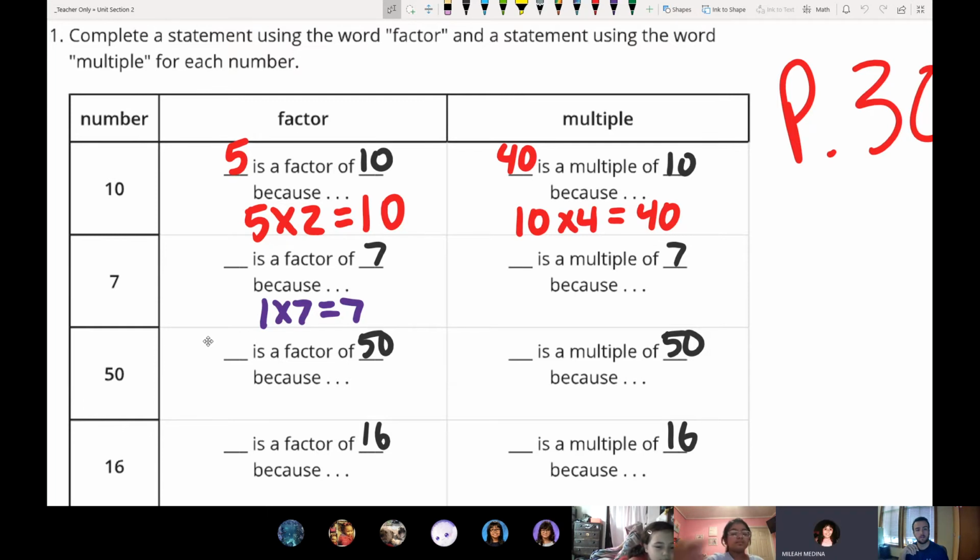We could put 1. Yeah, 1 would work perfect. 1 is a factor of 7 because 1 times 7 equals 7. So you could have chosen 1 or 7 there. Either would have worked. Okay, let's look at a multiple of 7 now. So blank is a multiple of 7 because, well, what could be a multiple of 7? What's something that we could skip count by 7 and land on?